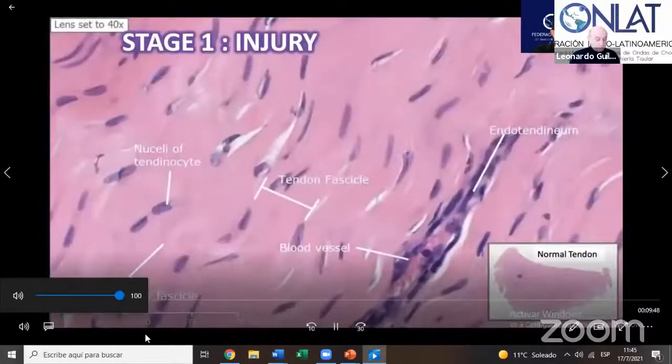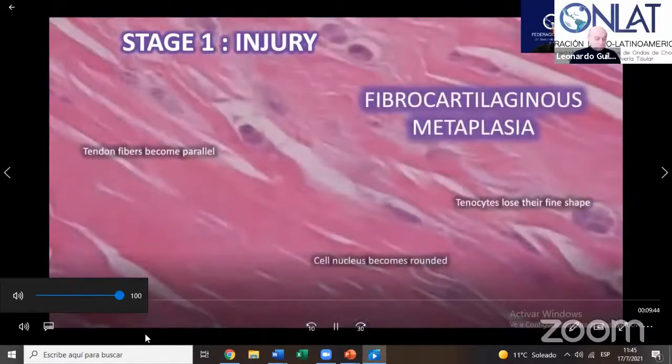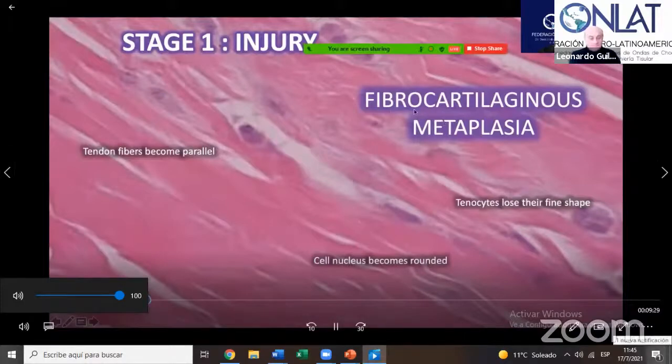Here we can see a normal tendon. And what changes in its cellular structure in the first stage? The tendinocytes become parallel, the cell nucleus becomes rounded, and the tendinocytes lose their fine shapes. All of these changes are called fibrocartilaginous metaplasia.